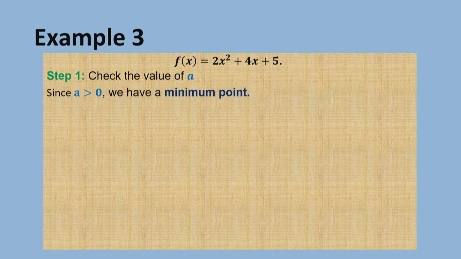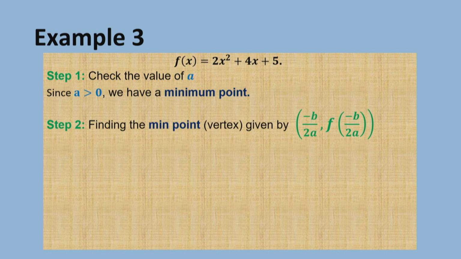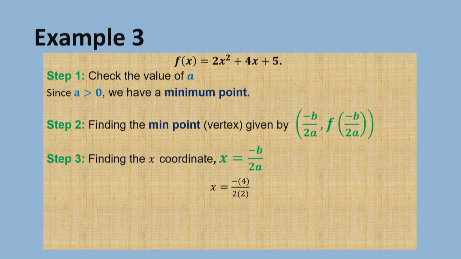Now, how do we tackle this question? Well, we need to find the minimum point given by the formula. So, we start with the x-coordinate. The x-coordinate will be given by x equal to minus b over 2a. That is minus 4 over 2 times 2. Where did we get these values? It comes from the equation. So minus 4 over 4 equal to negative 1.